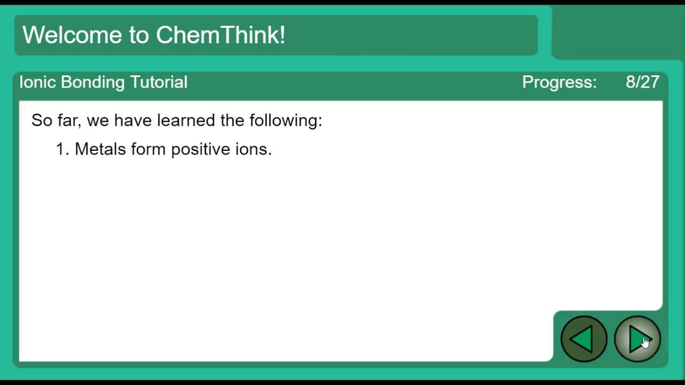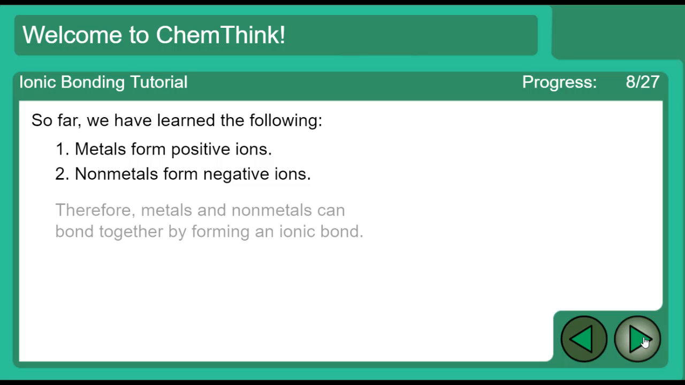So then we know that metals are going to form positive ions, or cations. Nonmetals are going to form negative ions, or anions. And that means that the metal that's positive and the nonmetal that is negative are able to bond together by forming an ionic bond. It's called an ionic bond because you have ions that are being attracted to one another.